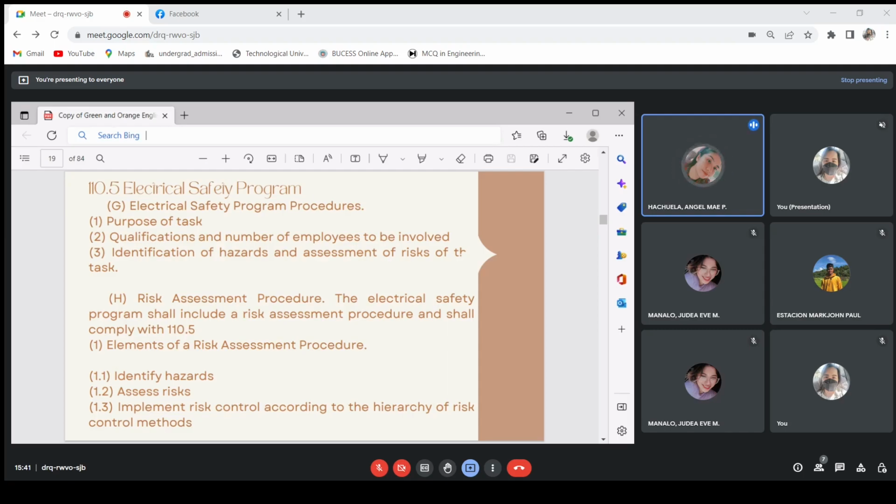Next is letter H, the risk assessment procedure. The electrical safety program shall include a risk assessment procedure and shall comply with Article 110.5. So, the risk assessment procedure shall address employee exposure to electrical hazards and shall identify the process to be used before work is started to carry out the following. So, ito yung number 1 is identify hazards. Number 2 is assess risk. Number 3 is implement risk control according to the hierarchy of risk control methods.